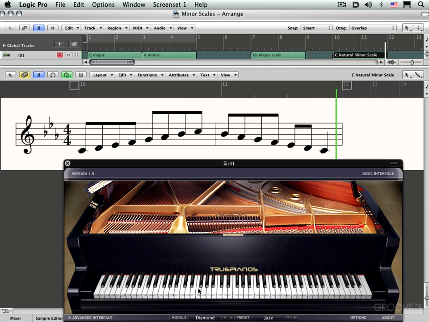So that's the natural minor scale. Practice them, get used to them. And in the next video, we're going to look at a couple of variations called the harmonic minor scale and the melodic minor scale. Stay tuned.